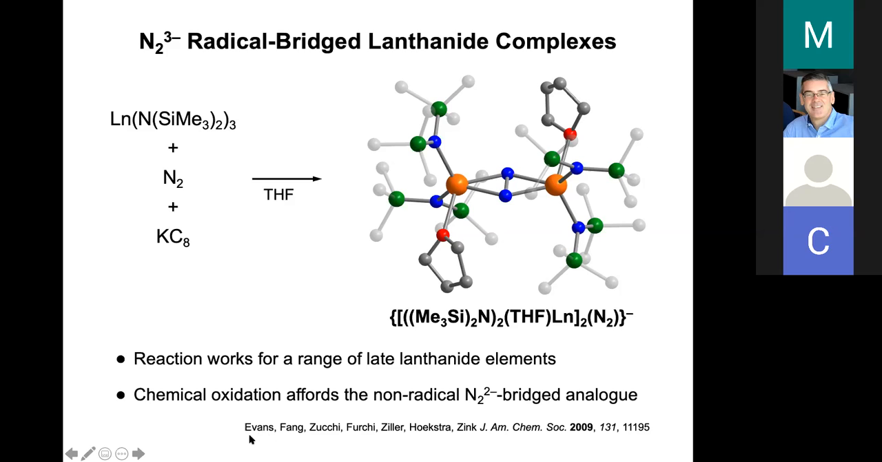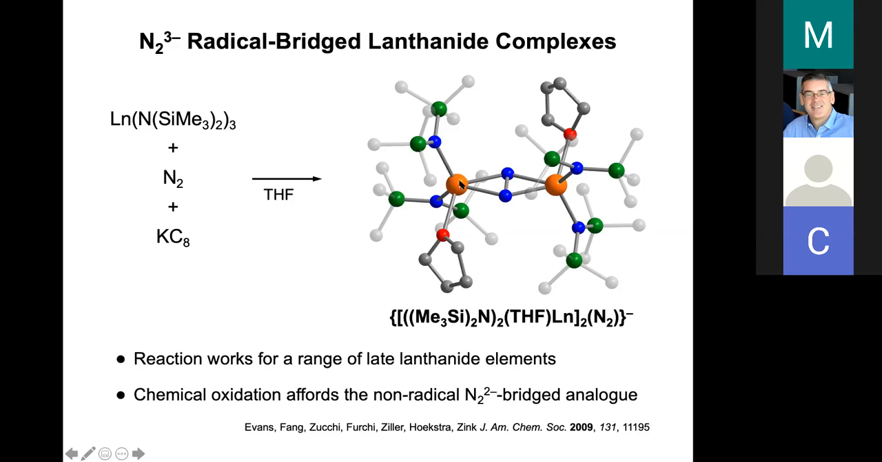Okay, and so that leads us to some really beautiful synthetic work by Bill Evans and his group at UC Irvine. What they had done is they had shown that they could take this lanthanide 3+ complex and a strong reducing agent, potassium graphite, and under a nitrogen atmosphere, this would actually lead to activation and reduction of nitrogen and result in a bridged dilanthanide complex.